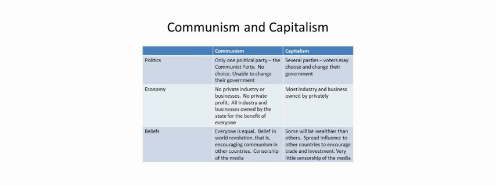In a communist system, there is no private industry. Think of Stalin hating the kulaks. He didn't want people selling them stuff. There's no private profit. All industry and businesses were owned by the government, by the state, and they were to be used to benefit everyone, and things were, in theory, to be distributed equally.